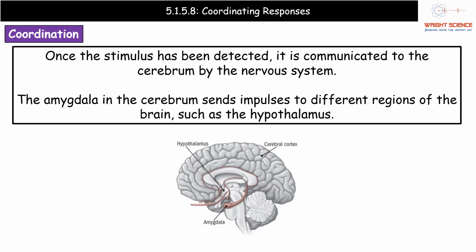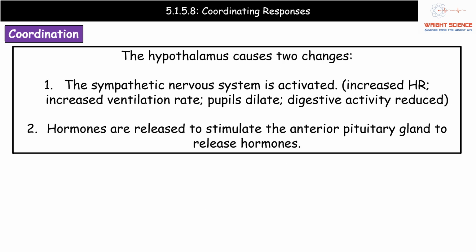Once we've detected the stimulus, it gets communicated to the cerebrum by the nervous system, and the region of the brain called the amygdala is then going to send impulses to the different regions of the brain that are going to be involved in this control. So regions like the hypothalamus, for example, come into play there.